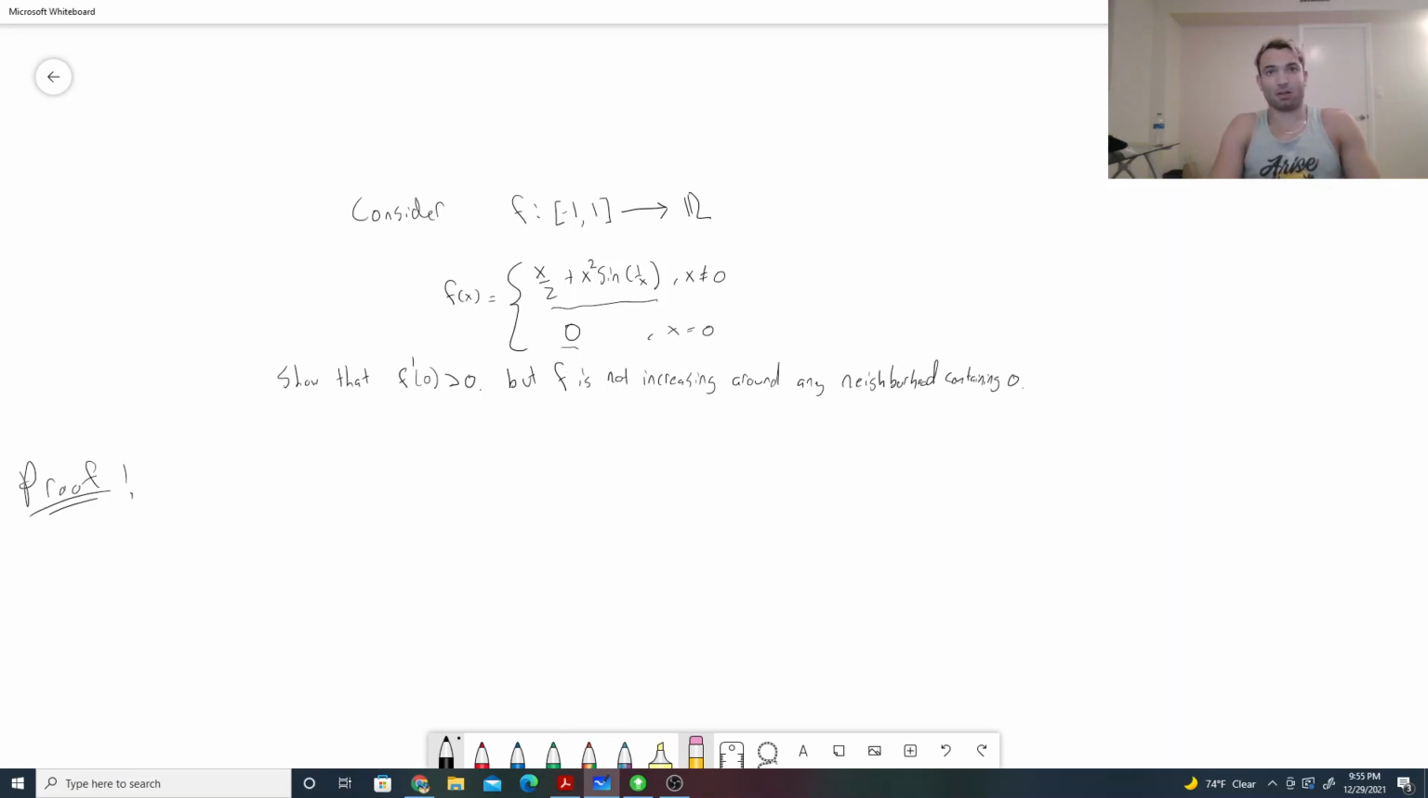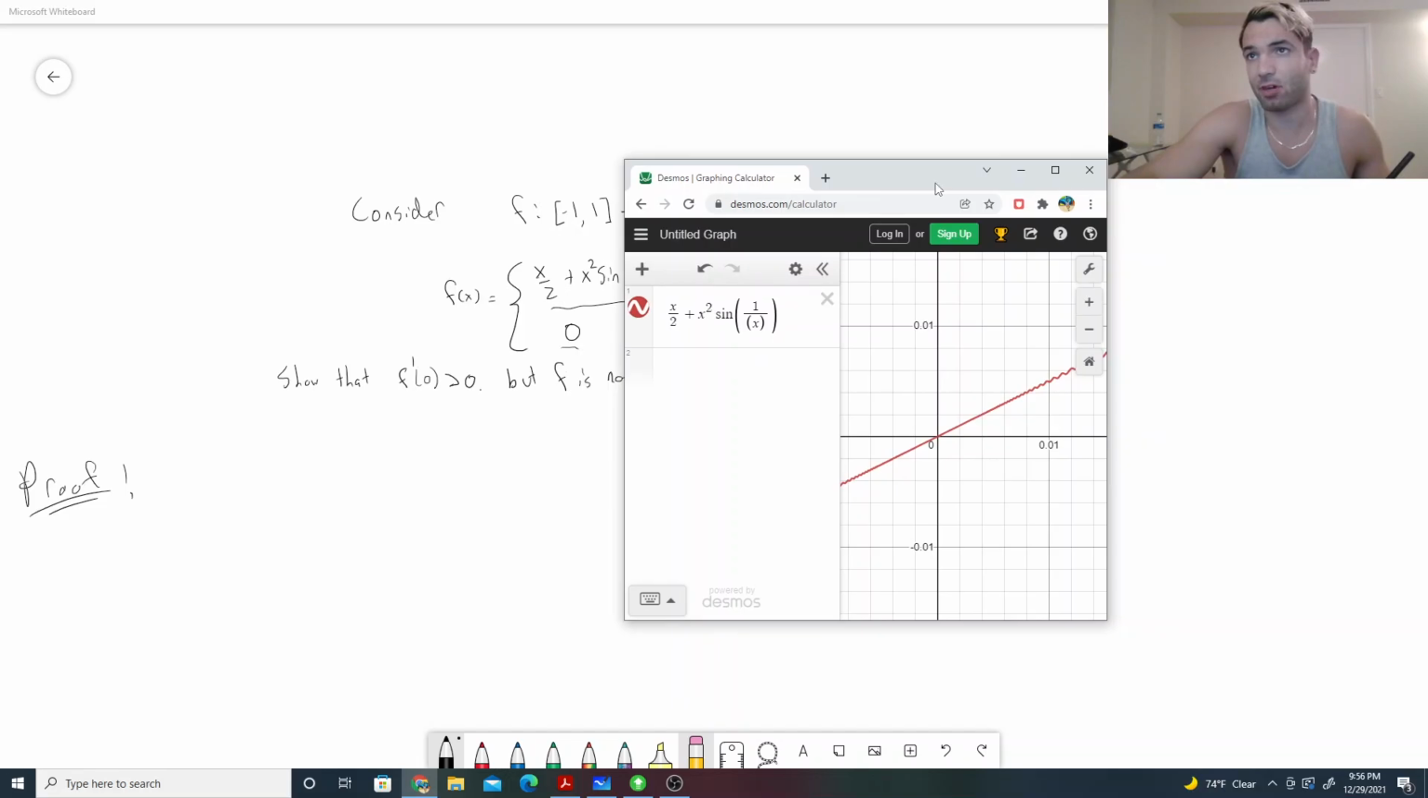So let's go ahead. This is our function defined from -1 to 1 to R, piecewise by x over 2 plus x squared sine of 1 over x when x is not equal to 0, and 0 at 0. And here's a graph of the function.